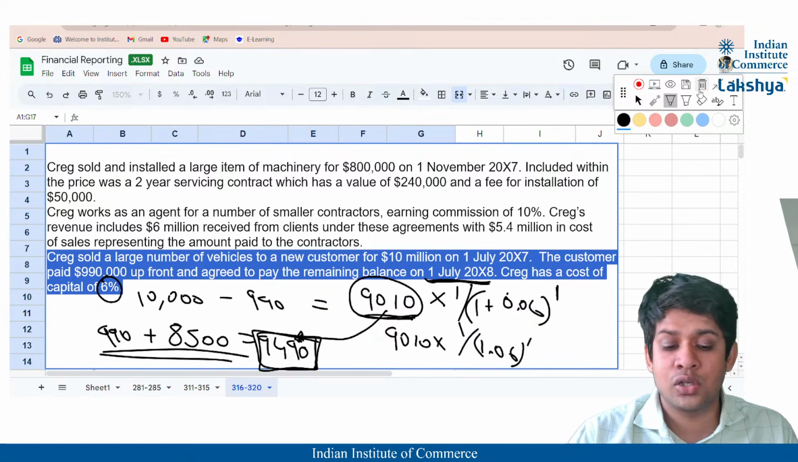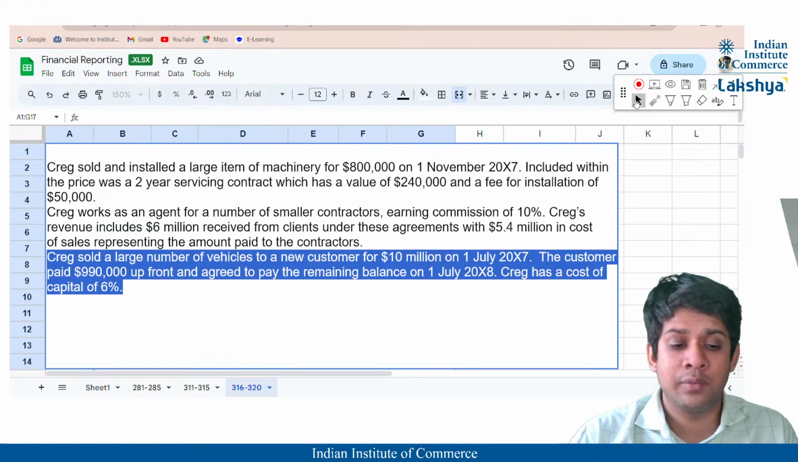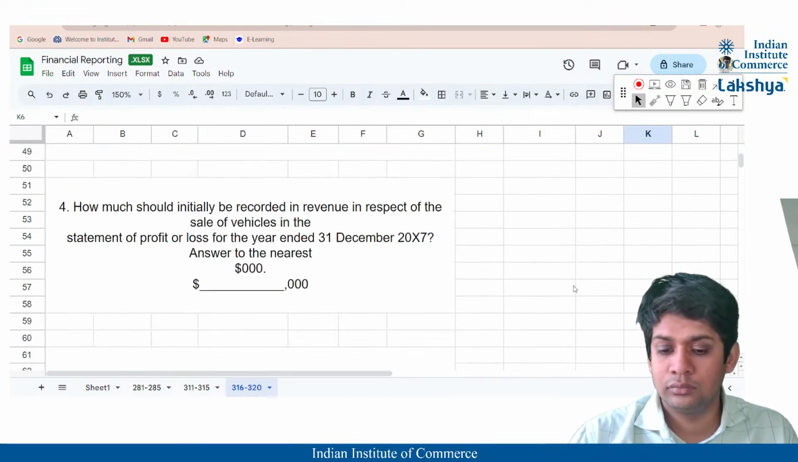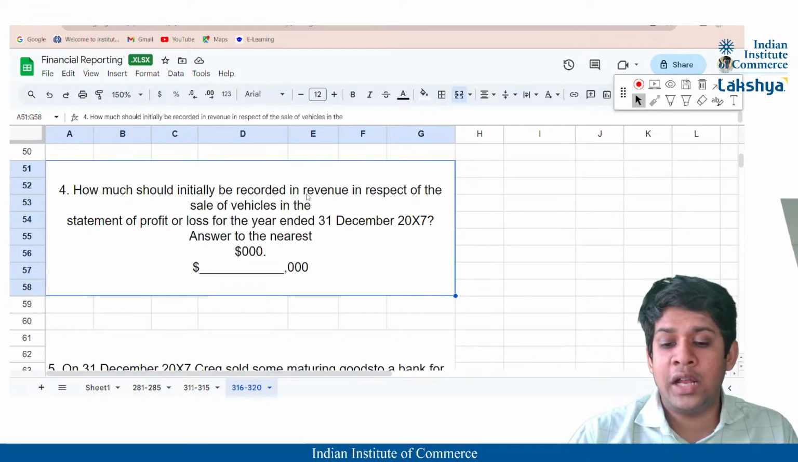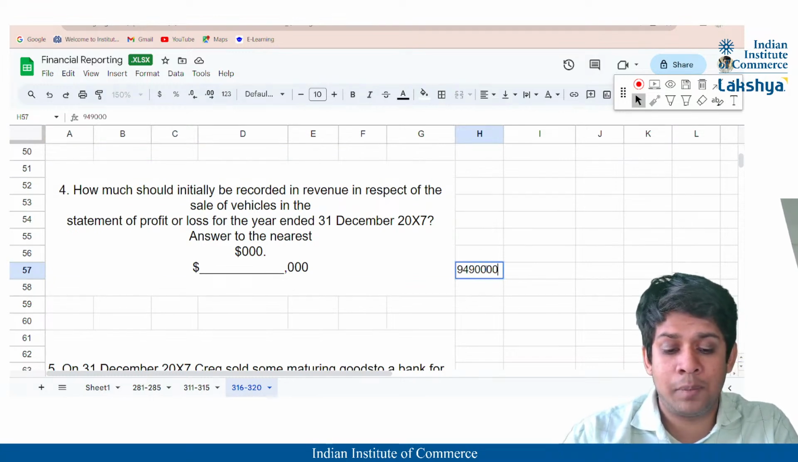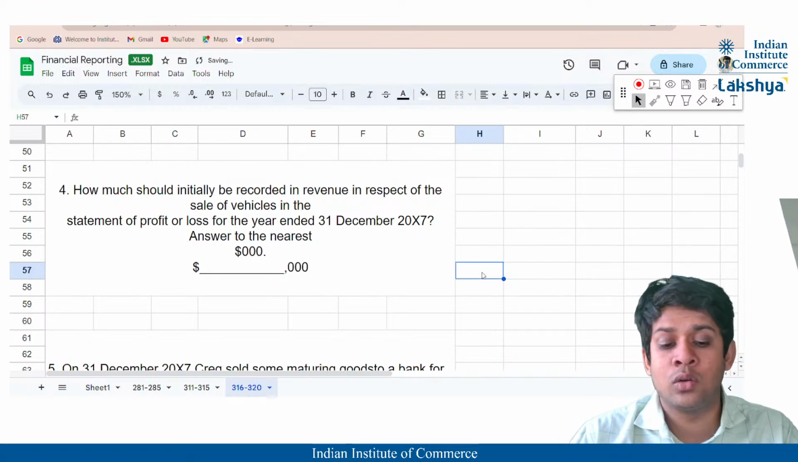I hope you all have understood it. I hope you all have understood the calculation. Now let us just look at the question. How much should initially be recorded in revenue? Obviously, the initial recording in the revenue will be 9490,000. Right? This much shall be recognized within your revenue.